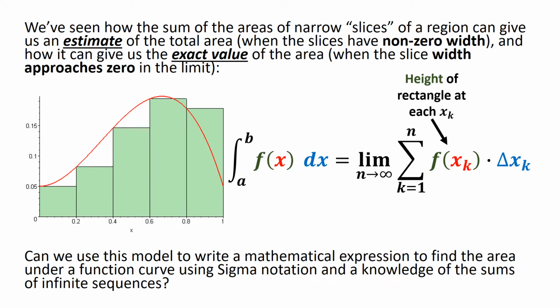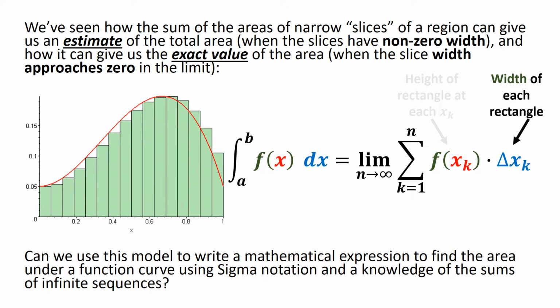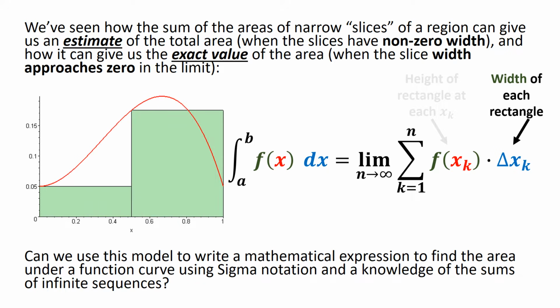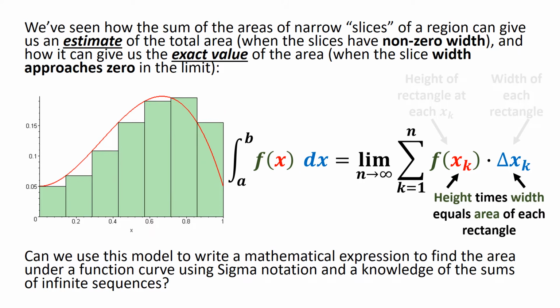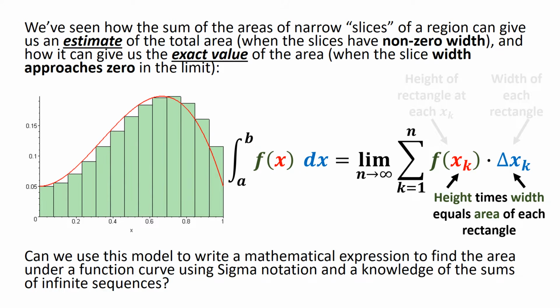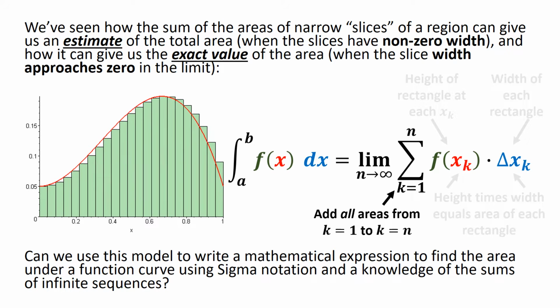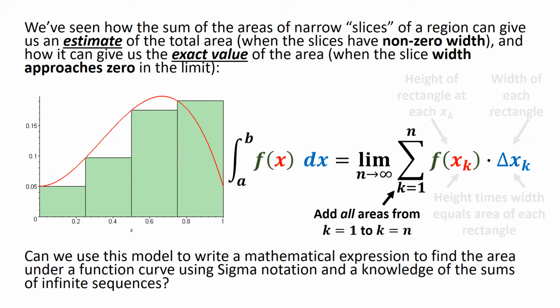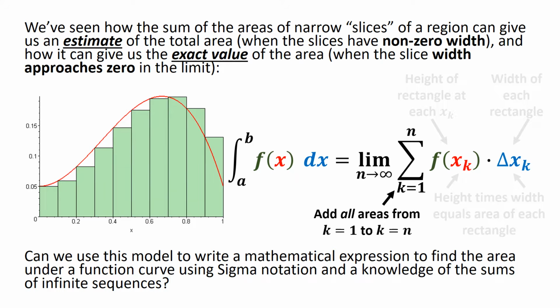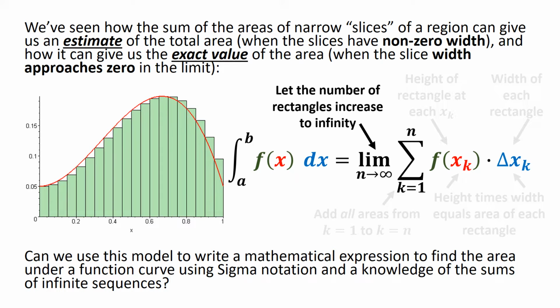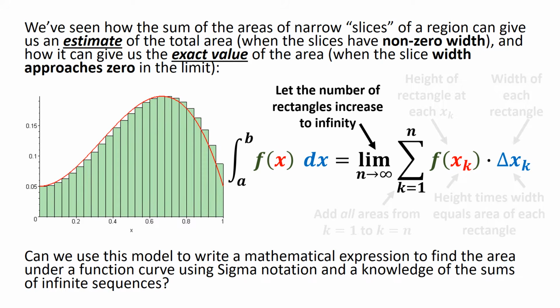Its height is the function value at that x value. Its width is the width of one slice of the region. Multiplying the height times width gives us the area of that rectangle. The sigma operator adds all the rectangles from the first to the nth or last rectangle. We carry out this sum using larger and larger values of n such that the value of n approaches infinity. This sum will thus converge to the exact area.